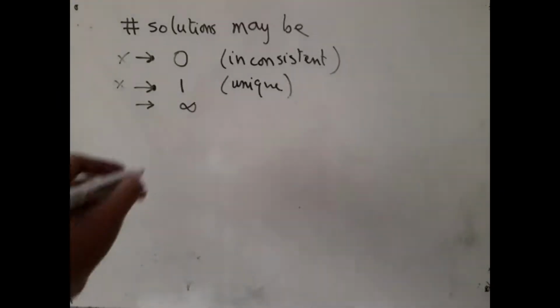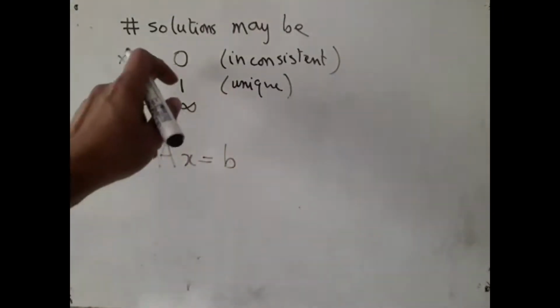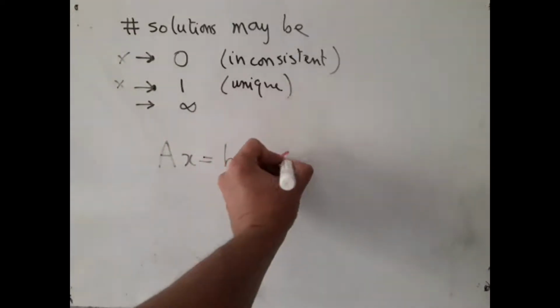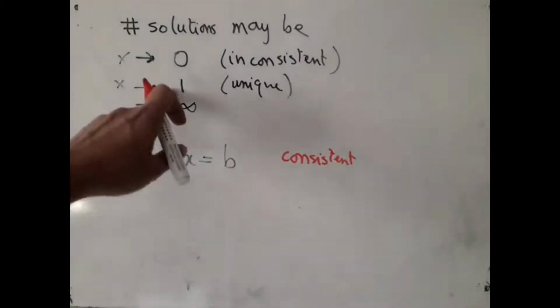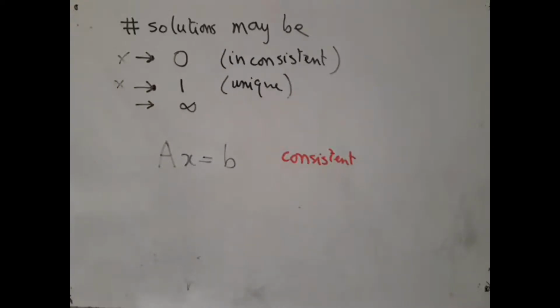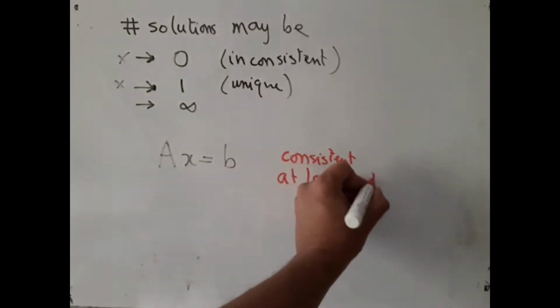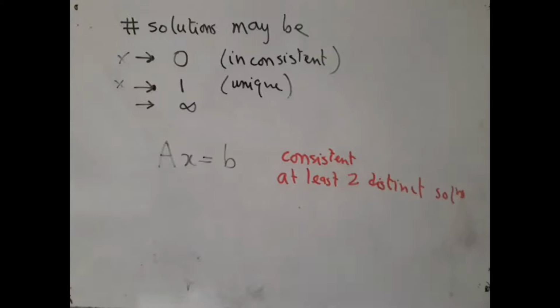So let's pretend that there is a system Ax equal to B such that this does not hold, which means it is a consistent system. When I say a system is consistent, I mean it has got at least one solution, and I also assume that the number of solutions is not exactly one, so it is not unique. So it has got at least two distinct solutions. Then I want to show it must have infinitely many solutions.